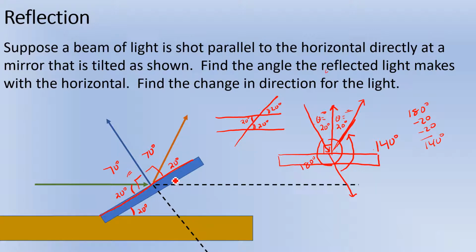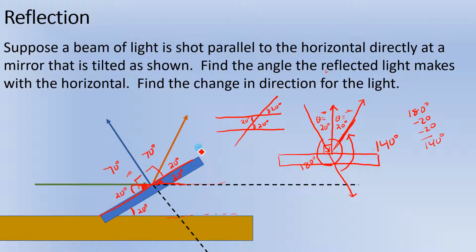Now it says find the angle the reflected light makes with the horizontal. Well, this is the horizontal right here. And this is the horizontal. So it's not going to be 20 degrees. But if we take a look carefully, hopefully we can see that if I extend this angle here and this angle here, they're vertical. So this is 20 degrees.